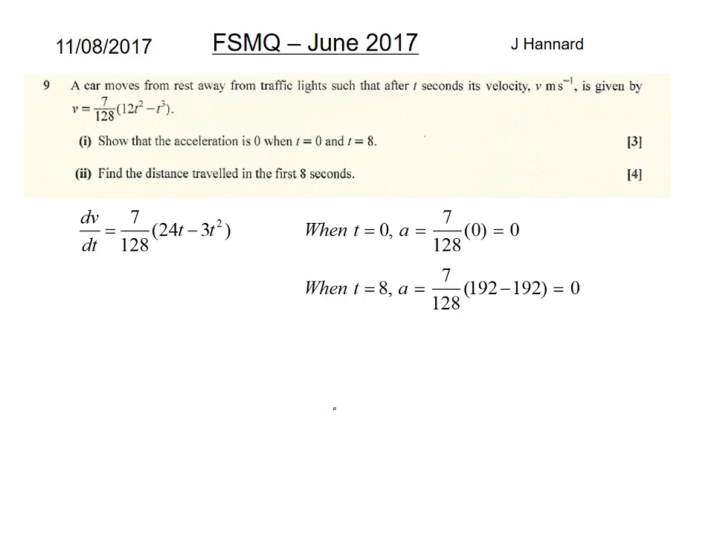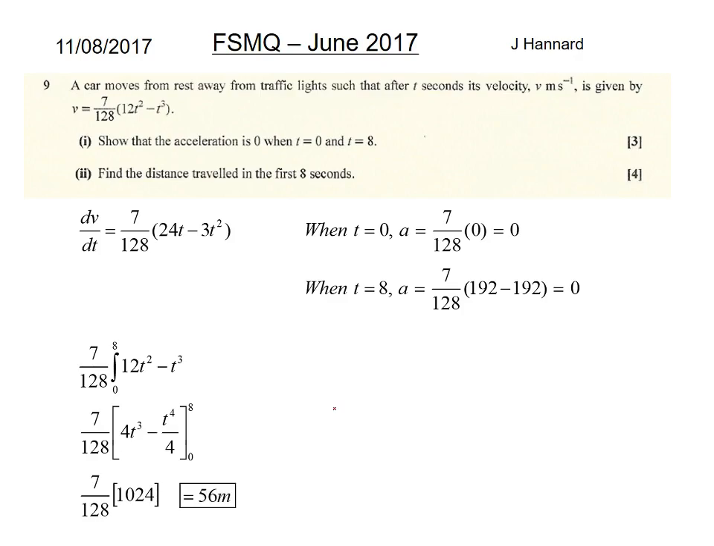Find the distance travelled in the first 8 seconds. Well, that's just the definite integral between 0 and 8 of your velocity function, because distance is the integral of velocity. Take your constant outside again, and just keep it there while you're going about your stuff. We did this in the previous question. You put your 8 in, you put your 0 in, you take them off each other. 0 is 0 anyway, so basically just putting the 8 in. And you get 1024, and then you times it by 7 over 128, and you get 56. Now you see why they picked a horrible fraction, because it turned out nice in the end. It always does.